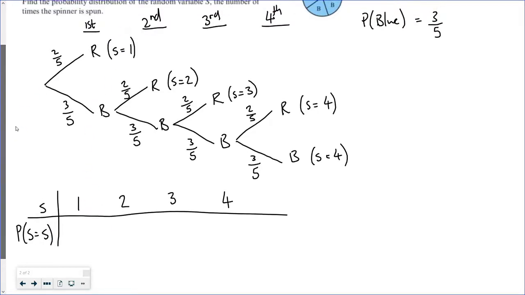So if we look at our tree diagram, there's only one way of getting S equaling 1, which is going down this branch and then stopping. So that probability is just 2/5. And that's basically the probability of just getting red on the first spin, and then we stop. There's only one way of getting S equaling 2. That is getting blue on the first spin and red on the second spin. So here we'd have to do 3/5 multiplied by 2/5.